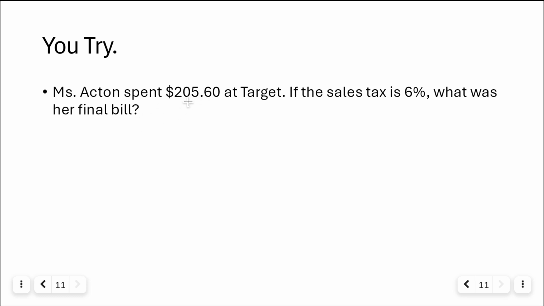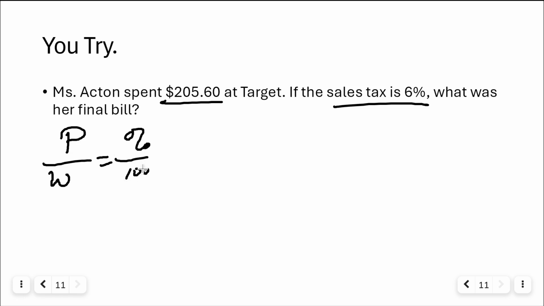Okay, finally, Miss Acton spent $205.60 at Target. I don't know what she bought. If the sales tax is 6%, what was the final bill? So again, I'm using part over whole equals percent over 100. So I know my percent, it's 6%. The part, I don't know, because I want to know 6% of the 205.60. So 205.60, that is my whole. That's how much money I spent. And then the part is what I want to know.